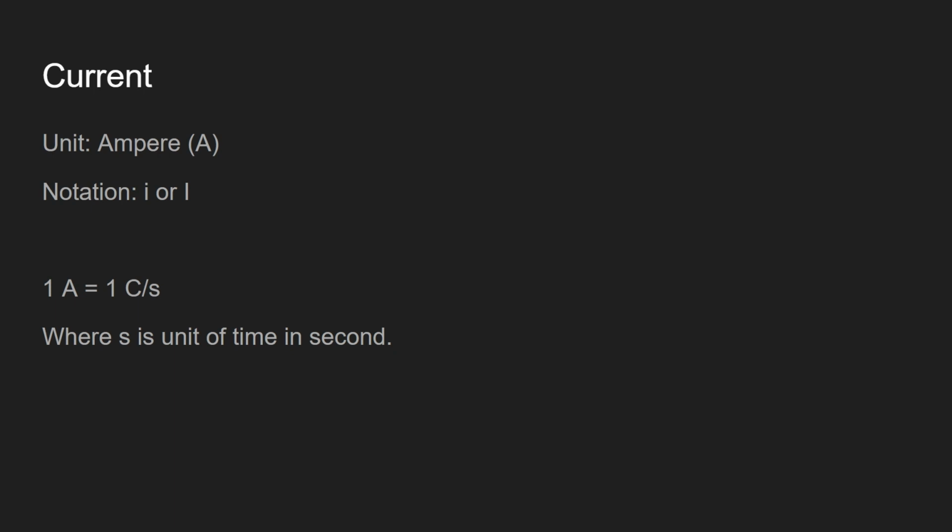Current uses the unit ampere. The notation is either lowercase i or uppercase I. 1 A refers to 1 coulomb per second. If 1 coulomb of charge is transmitted in a second, then it is defined as 1 A.